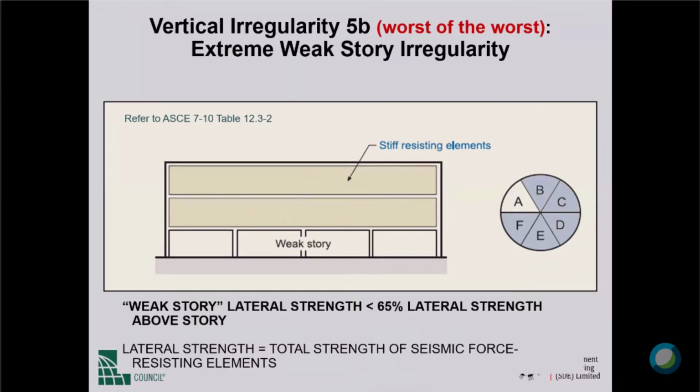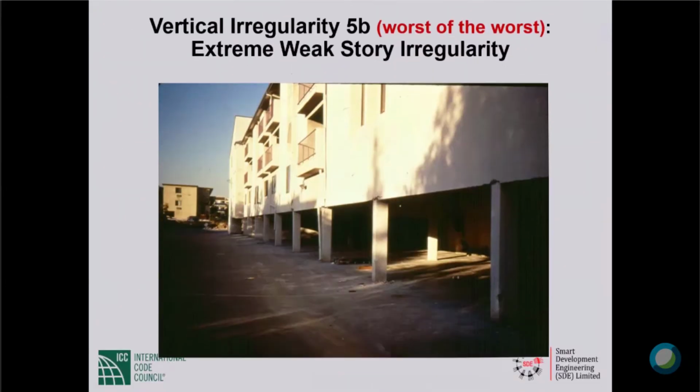5B, extreme weak story. The weak story lateral strength is now less than 65% of the lateral strength of the story above. We have said this is the worst of worst irregularities, 5B, extreme weak story. A building like that could very well have a soft story as well as a weak story. Typically it is both, and it may even be extreme soft story and or extreme weak story. You have to be very, very careful with this.